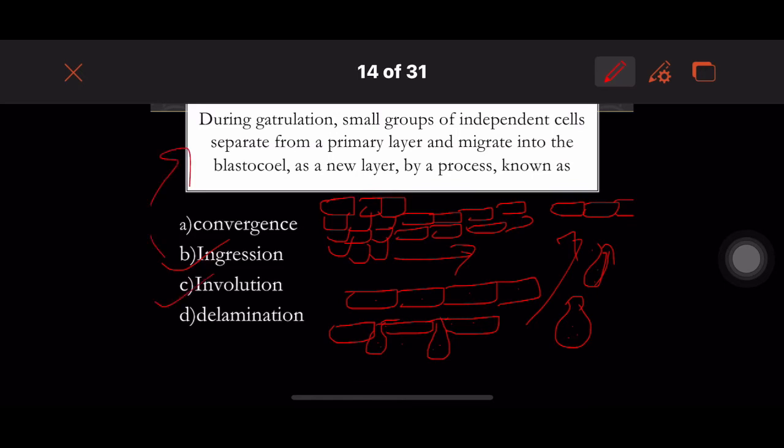C, involution we have already discussed. Delamination: in delamination what happens is that the cells separate as a sheet, एक पूरी sheet जो है वो separate हो जाती है from the above lying layer of the cells. That is known as delamination, and mostly endoderm formation takes place by delamination. So the answer for this question is ingression.